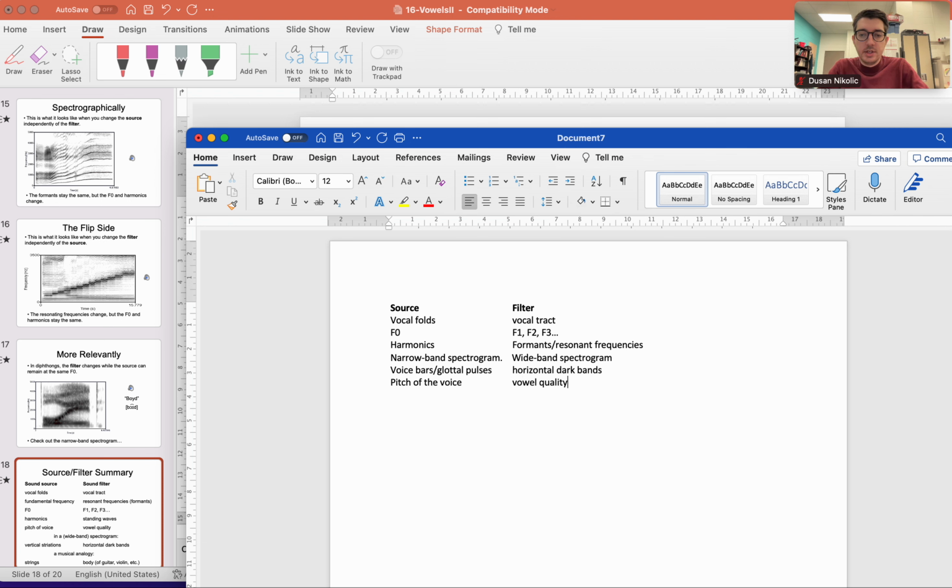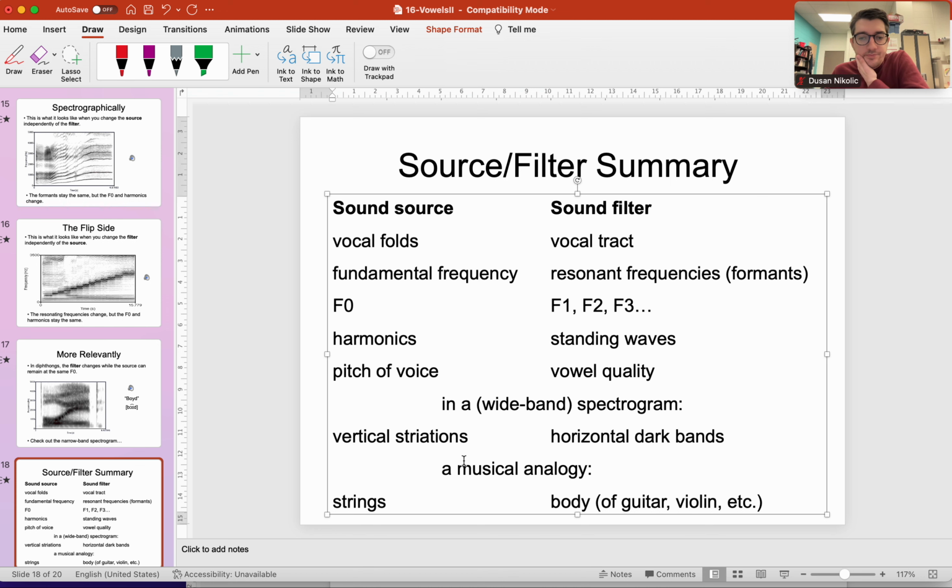Here would be voice quality, or timbre, but here would be vowel quality rather than voice quality. So we can change the vowel quality with this one, right? With our filter. And we wrote all of these, I think, so we're good. I can just make an analogy here with the strings. So strings would be source, and the body of a guitar that has a certain shape and resonance would be filter, right?